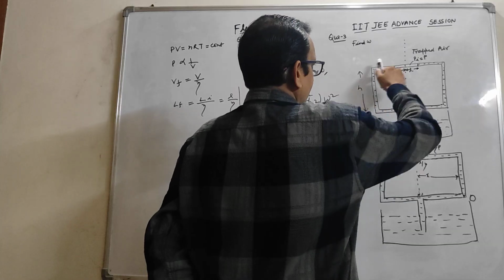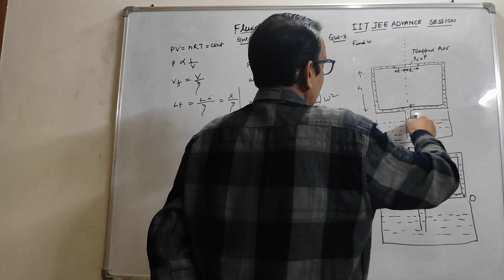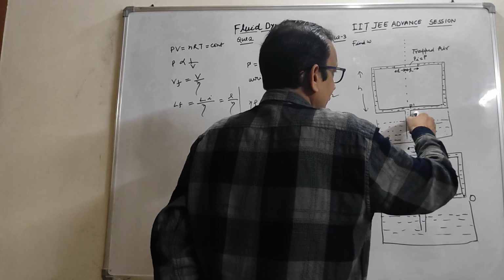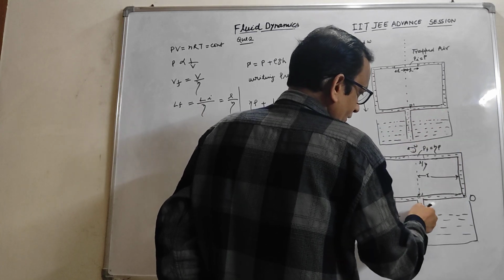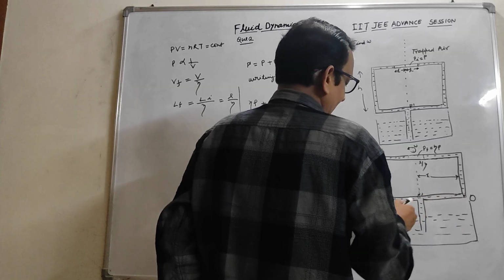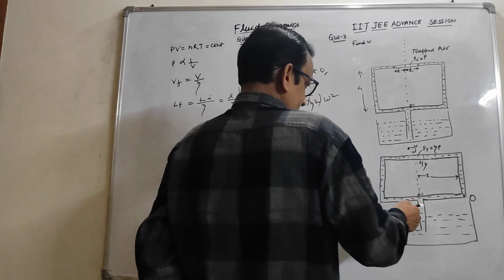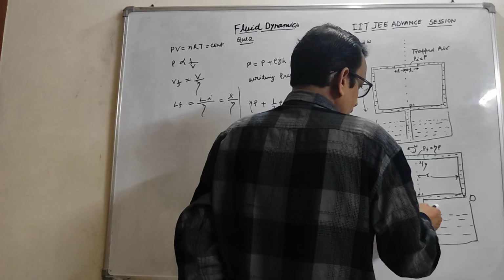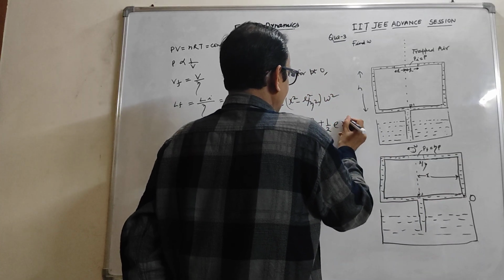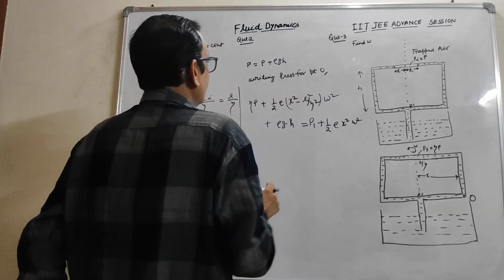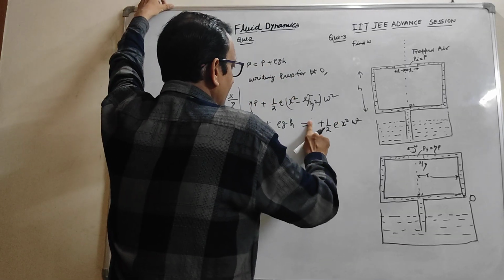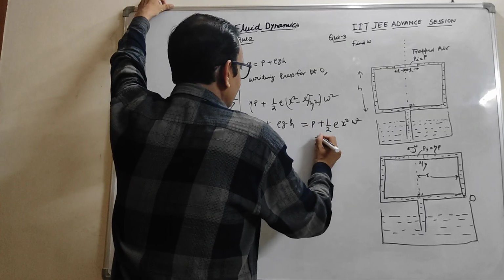While in this situation, the rectangular system is not rotating. So in this scenario the pressure is constant from here to here, but in this scenario the pressure is proportional to radius square. So we write here half rho x square omega square. So P1 is equal to P plus rho gh. So write here P plus rho gh.